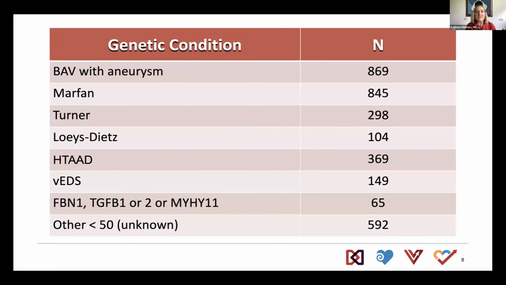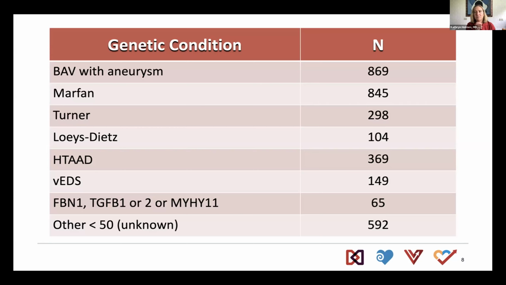In terms of what's in there, these are the big numbers. There are some patients with smaller numbers, but BAV with aneurysm is the largest number, followed by Marfan's. We also have a fair number of Turner's populations and Loeys-Dietz. Now, Loeys-Dietz 1 could also add some of the TGF-beta 1 or 2 mutations, but as this particular group is classified at this time, they were separated.